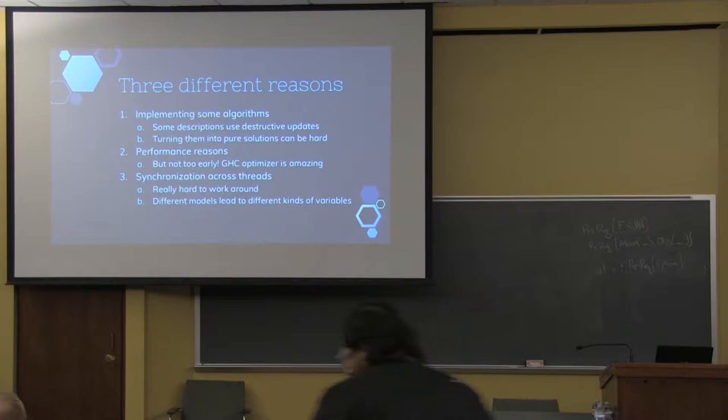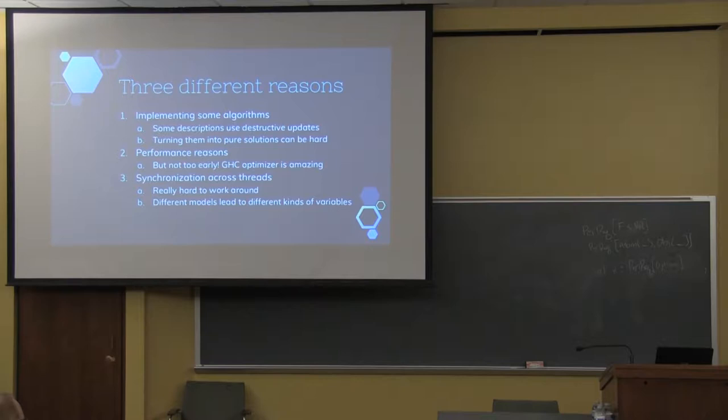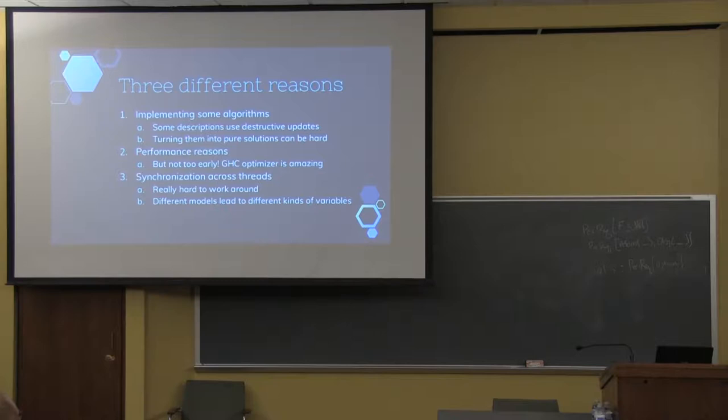And the third and the most important thing is that if we are using threads in a Haskell program, we are already in some kind of impure world. And if we need to synchronize between these two threads, or many more threads, we really need to use some kind of mutable variables. And this is really hard to work around. That's the primitive that leads to all these kinds of variables. The nice thing is that in Haskell, in GHC, you have different models of concurrency and parallelism, and this gives rise to different kinds of variables with different properties. So we are going to explore how this model looks and how the variables look.